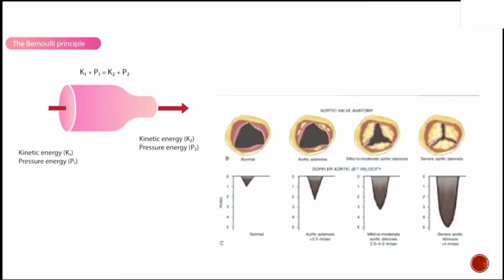So the basic idea behind the Bernoulli equation is the law of conservation of energy, okay? So you have kinetic energy, which is your K, and you have pressure energy, which is your P. As blood is flowing through this chamber, the combination of kinetic energy and pressure energy, so the total energy of this system, needs to be the same at point 1 and at point 2. Energy cannot be lost between. It's all conserved during all of this. And therefore, it can be transferred from K to P or from P to K.